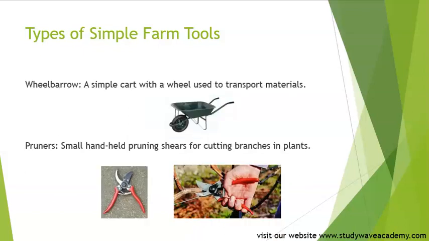We also have wheelbarrow, a simple cart with a wheel used to transport materials. So this is called a wheelbarrow. While they may have wheels, wheelbarrows are still considered simple tools. They are used for transporting materials like soil, manure, harvested crops. Okay?